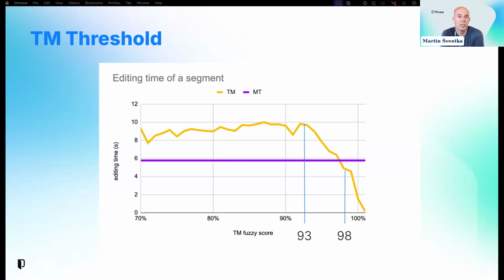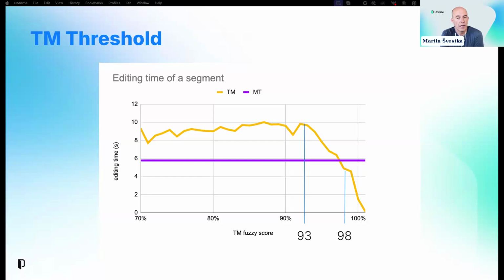The purple line shows the average editing time of machine translation segments. And here, of course, it's not something that has a fuzzy score, so we're plotting the average time. That's a flat line. What we're interested in is seeing where these two lines cross, because when they cross, you know that the average time spent on TM and MT is the same. Anytime the orange, the translation memory, is below the purple, you know that the translation memory entries are performing better, and the linguists are spending less time.